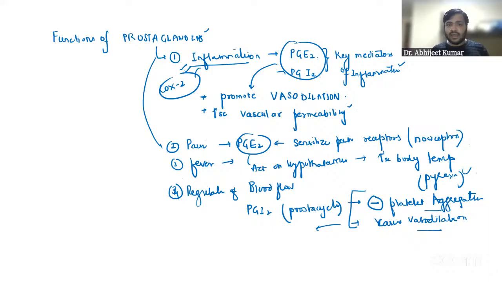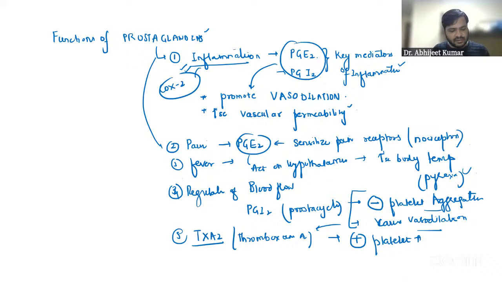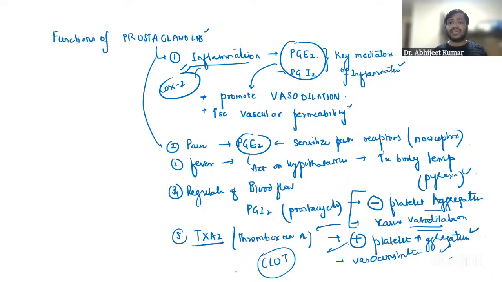Again, we have another one, that is thromboxane A2. It causes platelet aggregation, right? While PGI2, the prostacyclin, causes vasodilation, thromboxane A2 causes vasoconstriction. And obviously, if it is causing platelet aggregation, it is helping in clot formation during any injury, right?